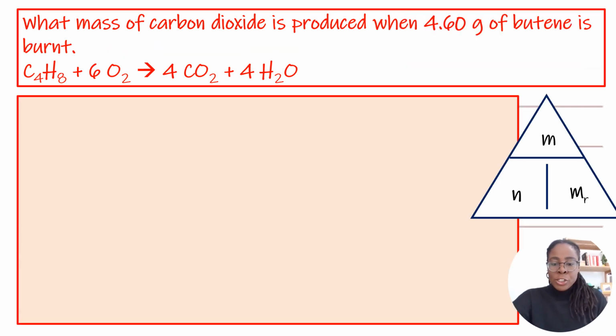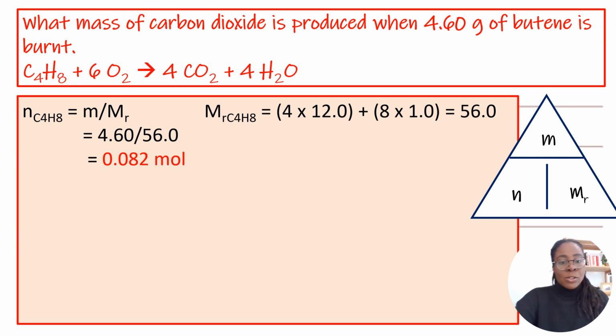So for our first question, what mass of carbon dioxide is produced when 4.60 grams of butene is burnt? So we are given the mass of butene, so we can calculate the moles as mass over Mr, which gives us 0.082 moles of butene.